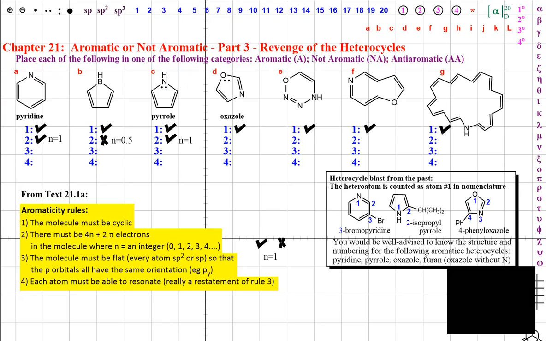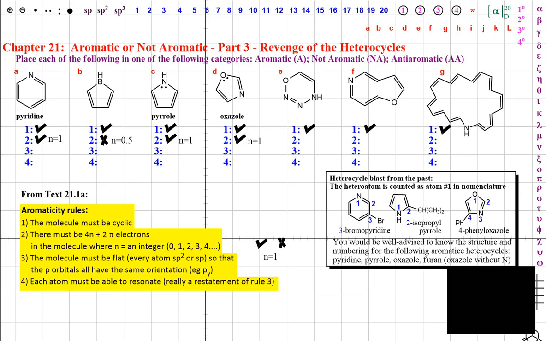Oxazole will, as in the previous video, use only the lone pair on the O to achieve a number of 6. 2, 4, 6. Same story as pyrrole. The lone pair on nitrogen is not necessary, and the other lone pair on oxygen is also not necessary.